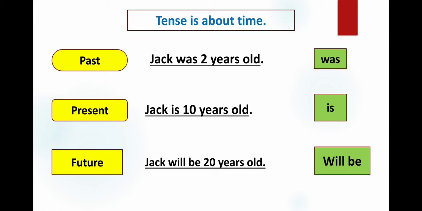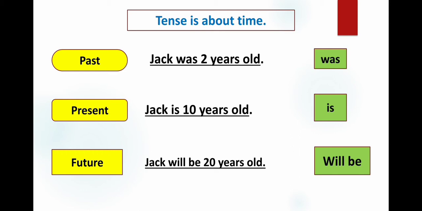Now if you notice, all the three sentences are telling us about Jack. The three sentences are telling us something about him. He is 2 years old, 10 years old, 20 years old. But what is really changing in these sentences? Only the be verb. Was, is, will be is changing in the three sentences. So actually, the three be verbs are telling us about Jack in different times.